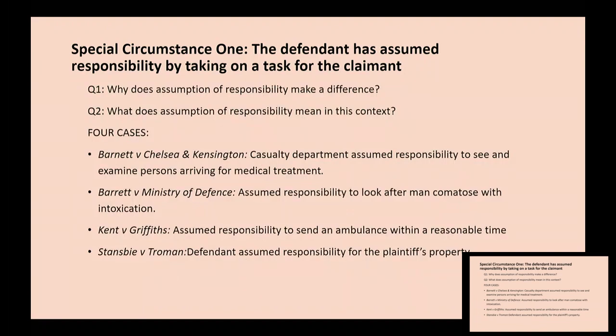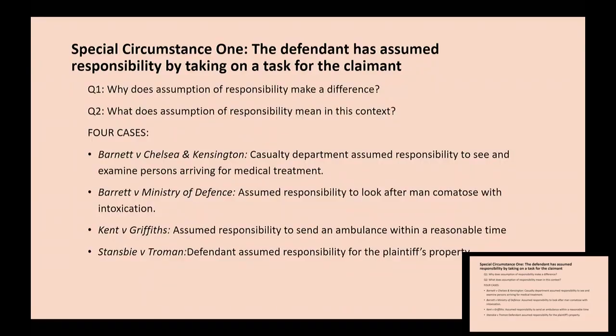What made it plausible to imply the duty of care here? Well, it was a public hospital, open to the world for medical treatment. The nurse had received their complaints, she'd passed them on, and he considered them and told them to go home. This made it an assumption of responsibility in which it was plausible to imply on behalf of the casualty department a duty of care to see and examine the patients.